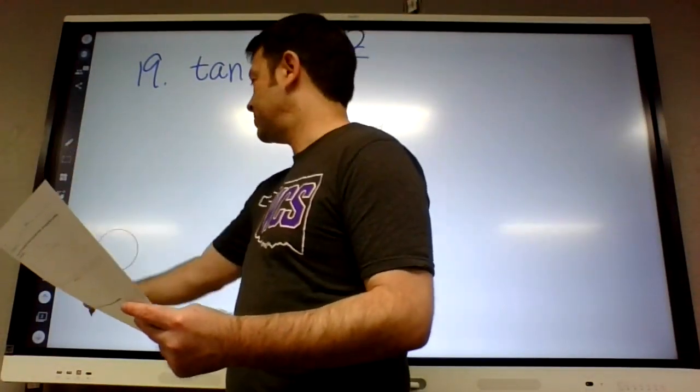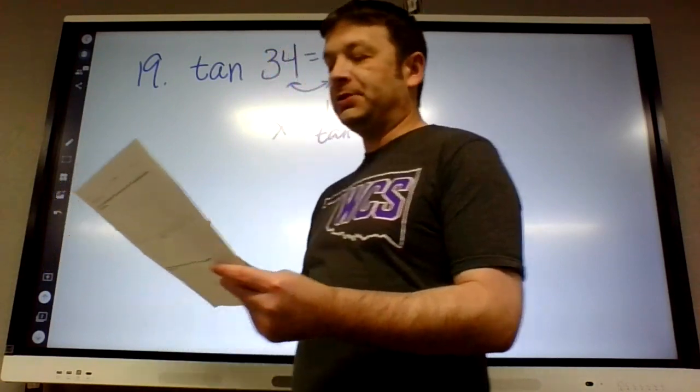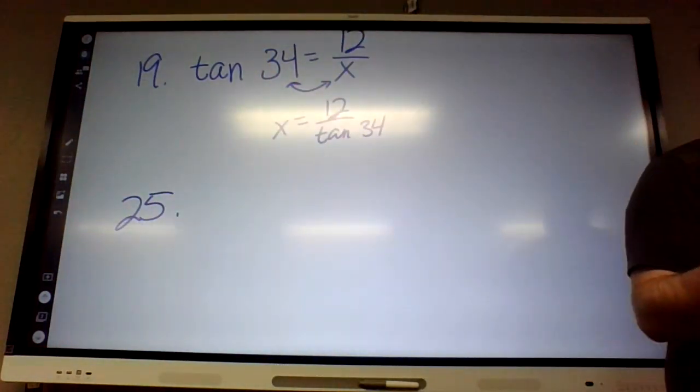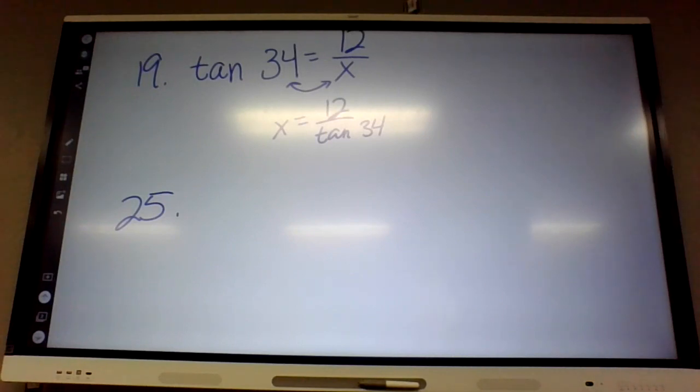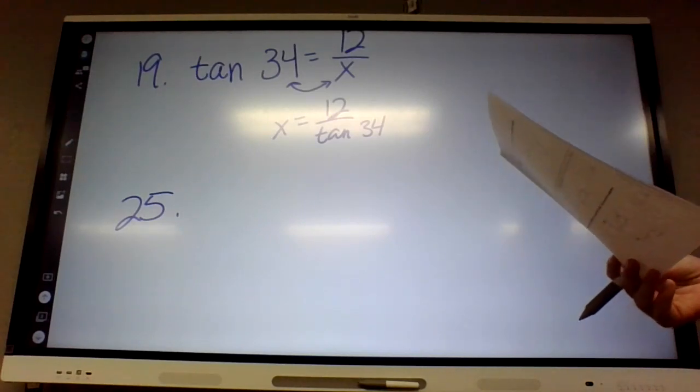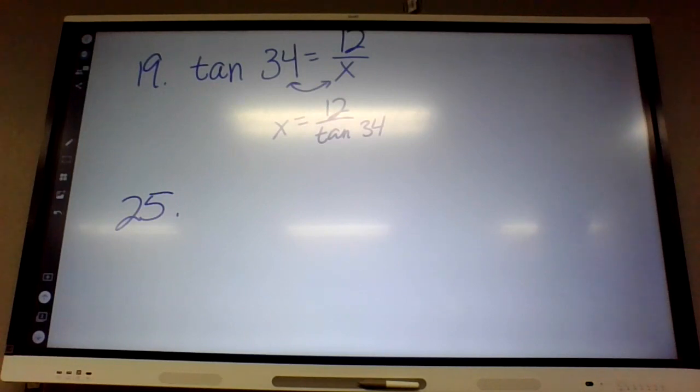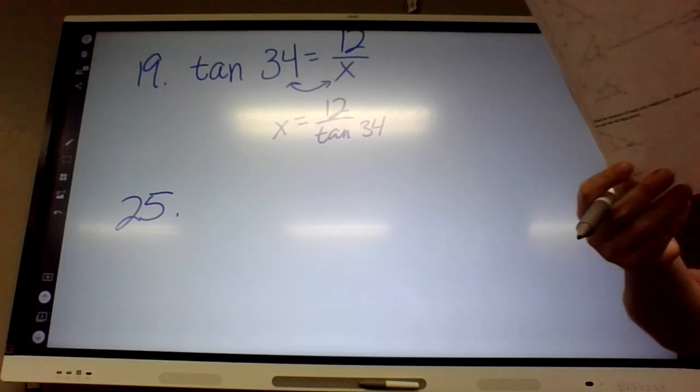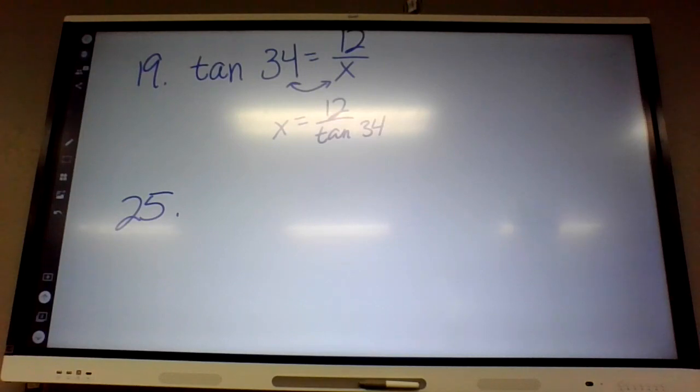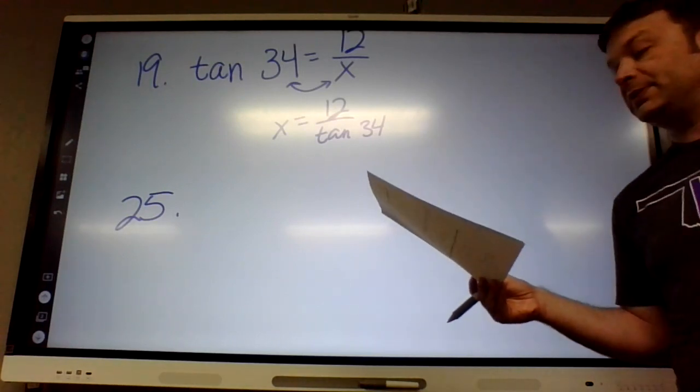This is number 25. Okay, the directions: solve each triangle, find all missing sides and angles. Round answer to the nearest tenth. You must show equation set up in steps. Okay, show your work. How many missing parts are there on 25? 3. 25 is missing 2 sides and 1 angle. So 26 is missing 2 angles and 1 side.